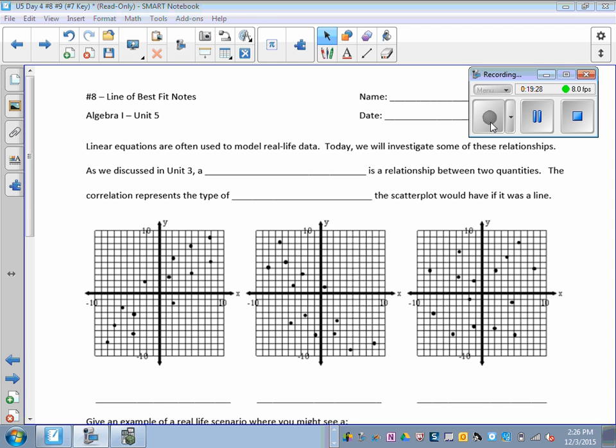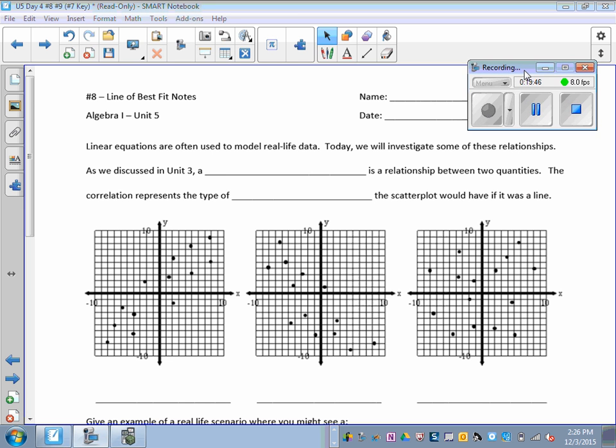Alright, so linear equations are often used to model real life data. A lot of stuff we have in real life, they use statistics and analyze the relationships between them. That's where I have linear equations. Today we will investigate some of these relationships. Alright, so as we discussed in Unit 3, a correlation is a relationship between two quantities. So it's how they affect one another. So we should all be writing this down in our notes.